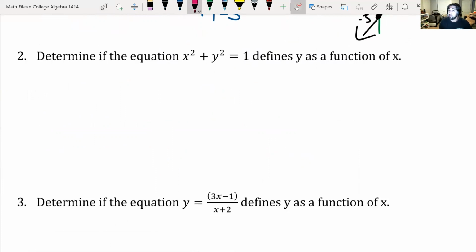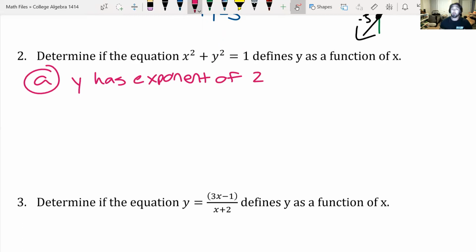Well, what did I tell you? Look at your exponents. The exponent on x, I said, doesn't matter. We only look at the exponent of y, and that is 2. So that means if I plug one x value in, I'm going to get 2 y values. So we can say y has exponent or degree of 2, which means not a function.